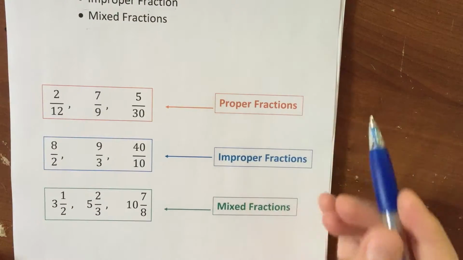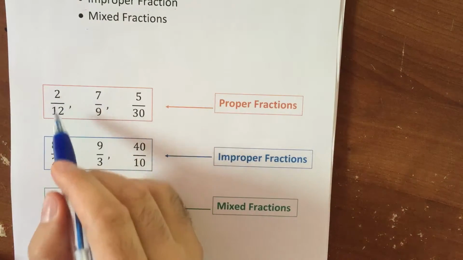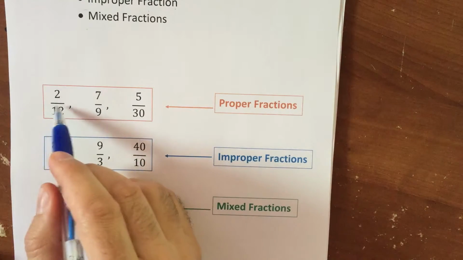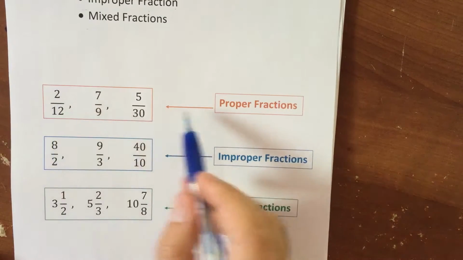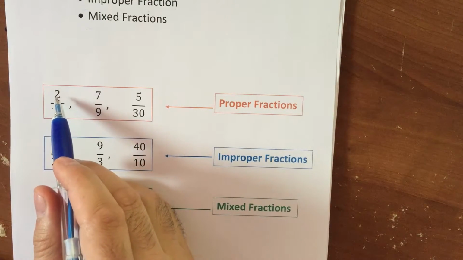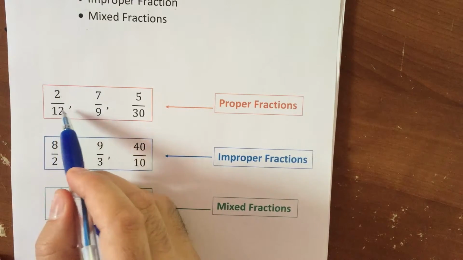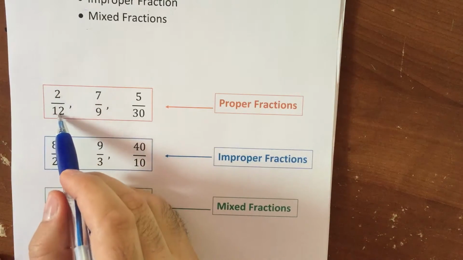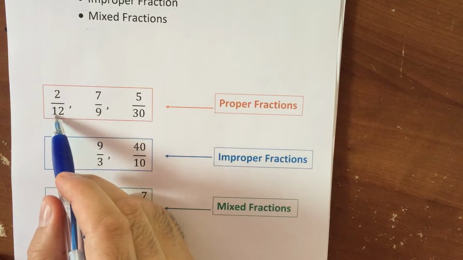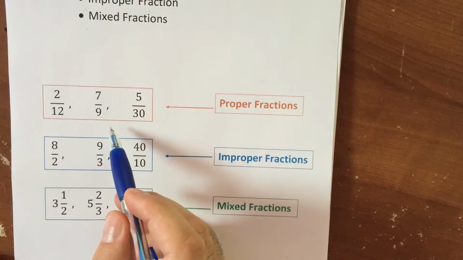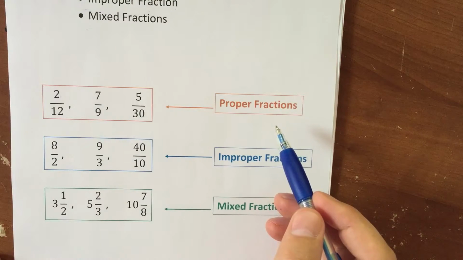So a proper fraction is one where the numerator, remember this, the number at the top is called numerator, the number at the bottom below this line is called the denominator. The proper fraction is one where the numerator is smaller than the denominator. So any fraction that has a numerator smaller than the denominator is called a proper fraction. So 2/12 is a proper fraction, 7/9, 5/30. These are all examples of proper fractions.